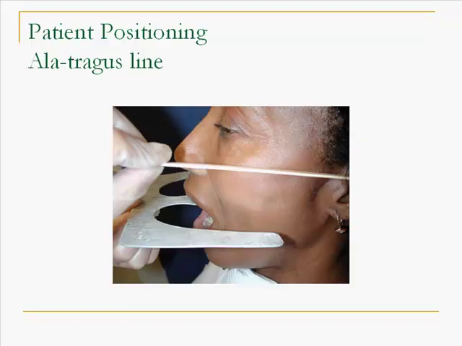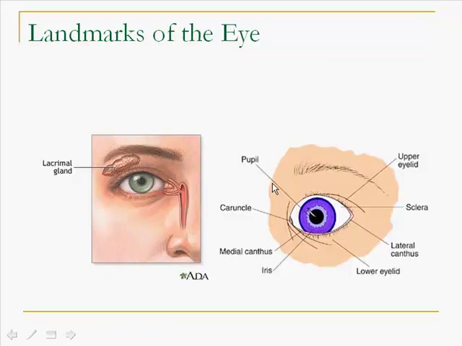Okay, again, here's the ala-tragus line. Ala are the wings of your nose. Tragus, I'm going to try to use my pointer here, right here. Okay, so you want to have that parallel to the floor.